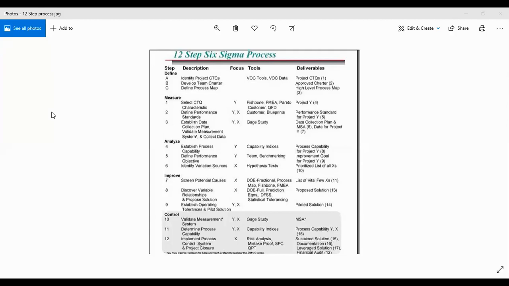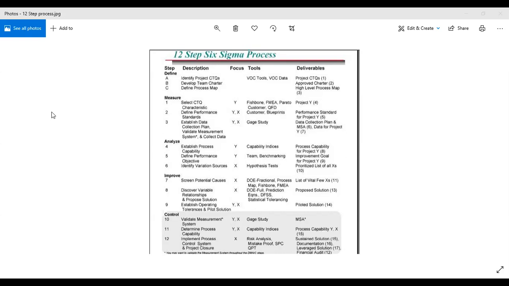Just to give you some recap on what we did last time. Six Sigma is basically a 12-step process apart from the define. As you can see on the slide, the first three, which is A, B, C, is your define step.